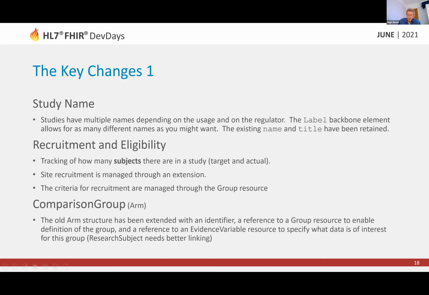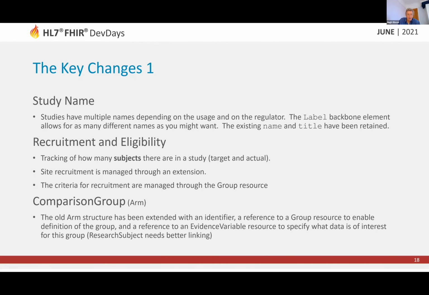When trials are run, they are frequently divided up into different patterns of treatment. Those patterns of treatment are arms. The old arm structure was not really quite sufficient. It didn't have any form of identifier, so you had to do stuff on the basis of text matching. And it was very difficult to know exactly what the arm was about. So we've added some additional fields to extend that.